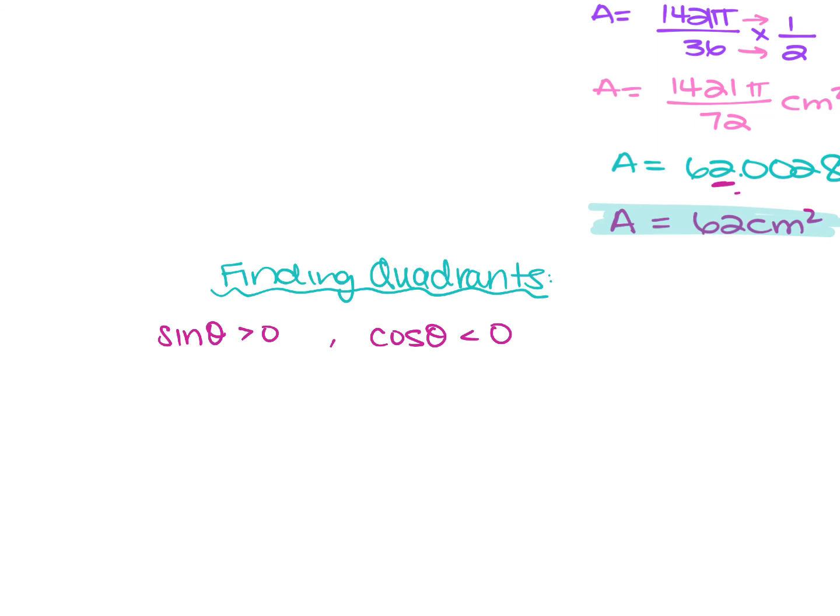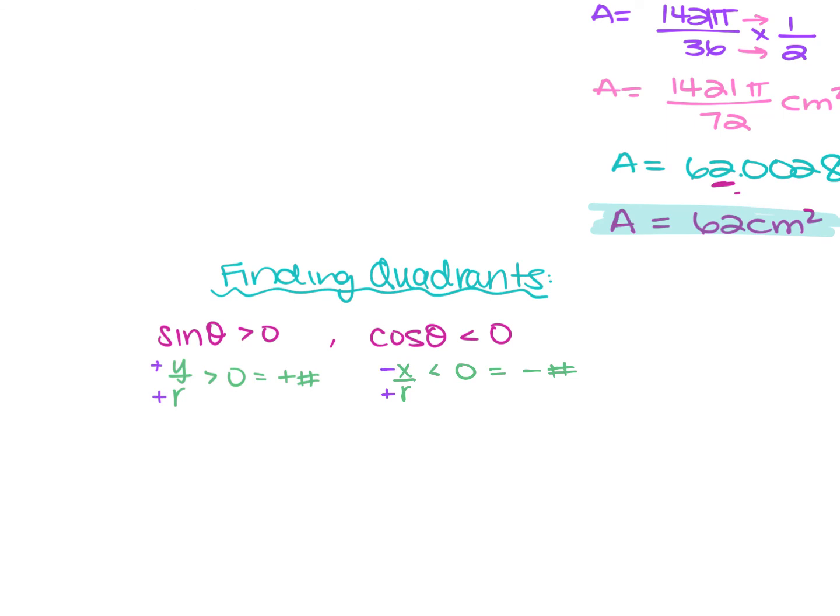So sine, we keep saying, is y over r. If y over r is greater than 0, it means that that's a positive number. We know r is automatically positive. In order to make sure that fraction is positive, y then also has to be positive. So from here, cosine is x over r. Well, cosine is less than 0, which means it's a negative number. If cosine is a negative number and we said automatically that r is positive, in order to make that fraction a negative, x has to be negative.